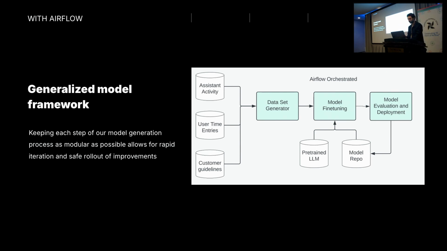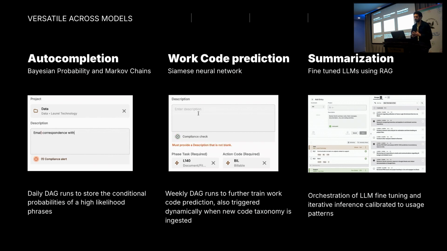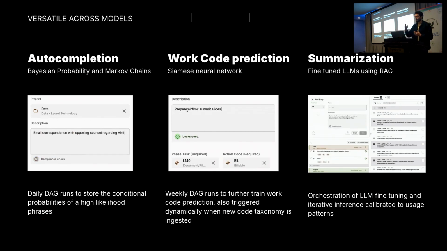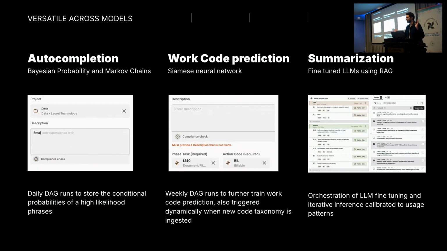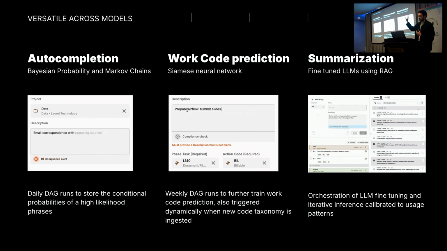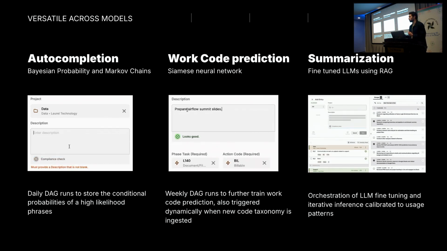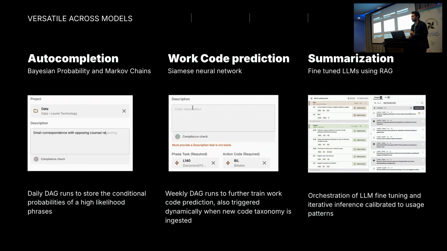And so again, to showcase the versatility of this approach, here are 3 distinct features that are using very different kinds of models in the back end. It's purposely chosen to cover the whole range of the history of NLP. So one of our auto-completion frameworks actually uses Bayesian probability and Markov chain. So we're going all the way back to the late 1800s. And actually the reason why we're using that is because LLMs can hallucinate, LLMs can leak information, and in our use case, that was just absolutely not acceptable.